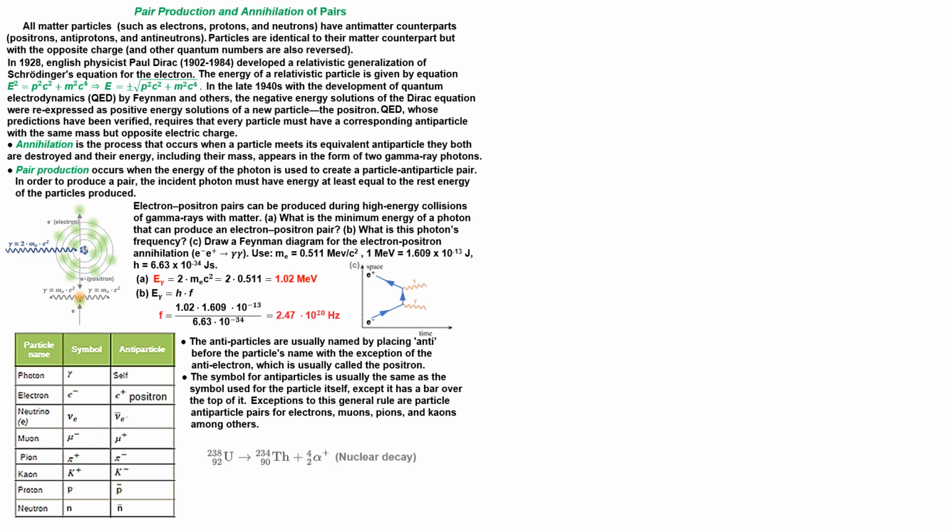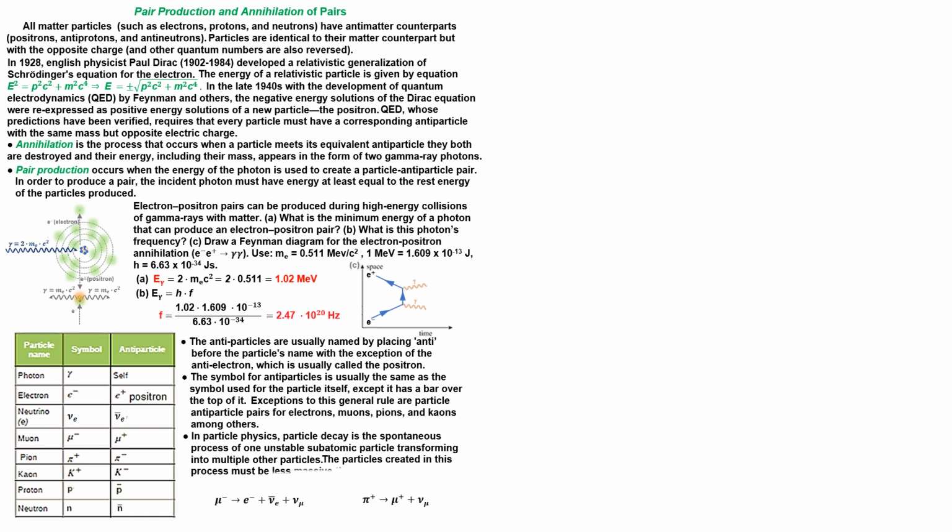But in particle physics, particle decay is the spontaneous process of one unstable subatomic particle transforming into multiple other particles. This type of decay is strange because the end products are not pieces of the starting particle, but totally new particles. The particles created in this process must be less massive than the original, although the total mass energy of the system must be conserved.